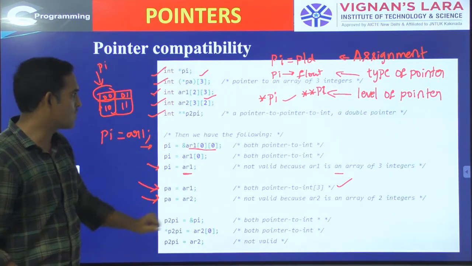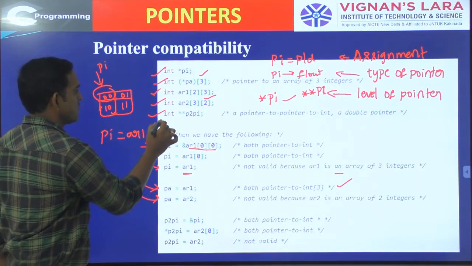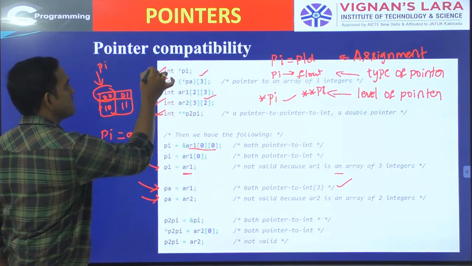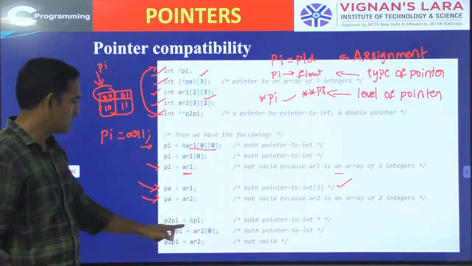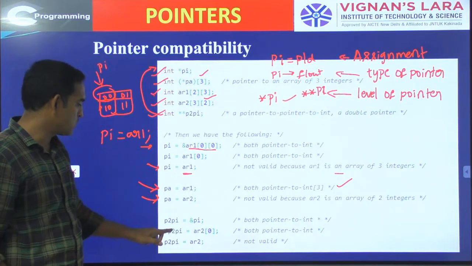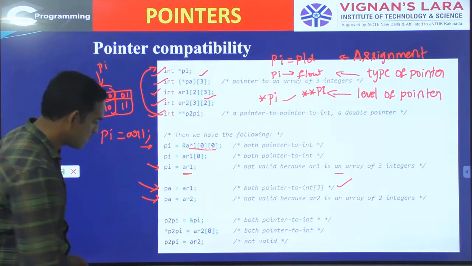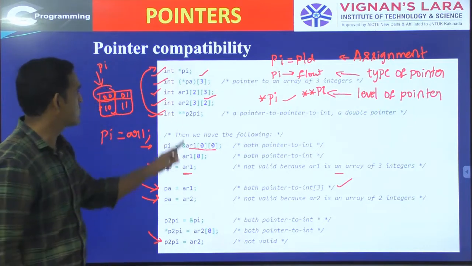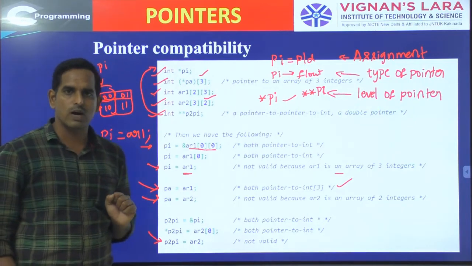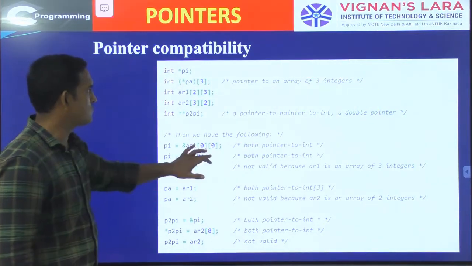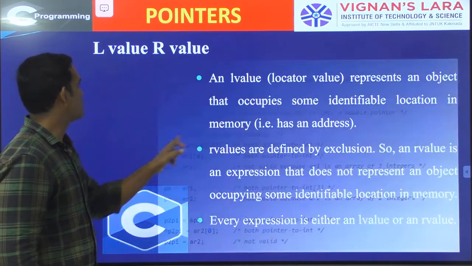P2Pi is equal to address of Pi. So this is a double pointer which is pointing to a single pointer. Next, if I do P2Pi is equal to AR of 0, that is valid. P2Pi is equal to AR of 2, that is not valid. So to reduce the confusion of all these things, let me explain.